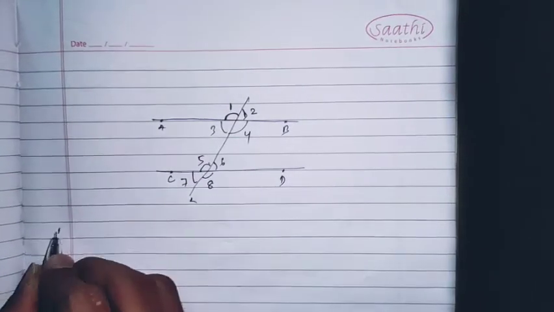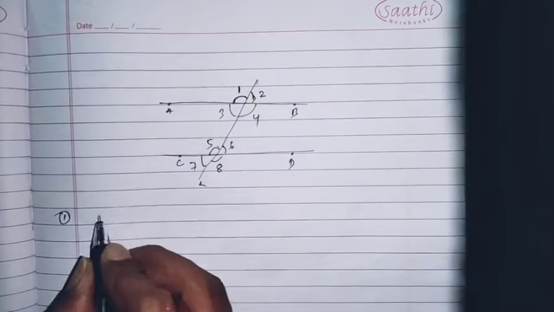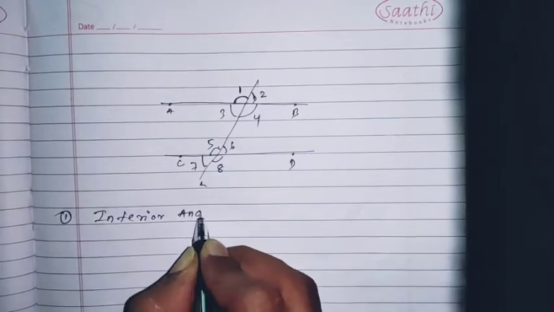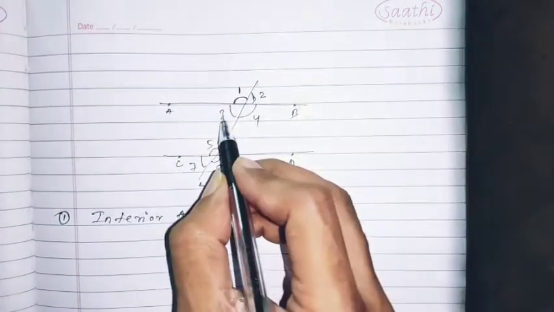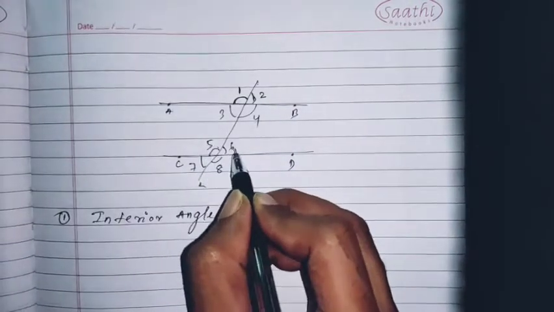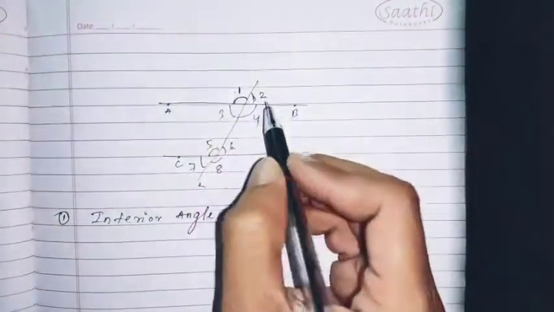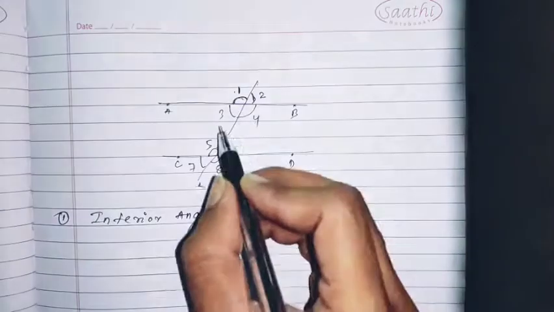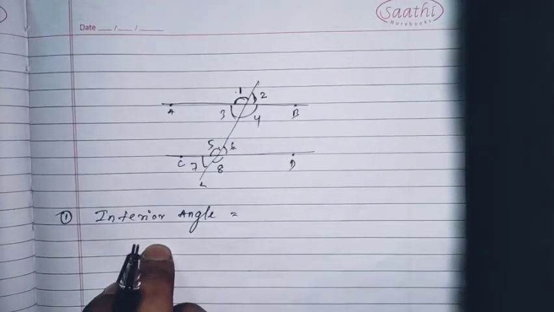So the first angle formed by a transversal line is the interior angle. Interior angle. By name you can judge that interior means inside. So what is inside these lines? Angle 3 and 4 are inside, angle 5 and angle 6 are inside, angle 7 and angle 8 are outside, angle 1 and 2 are outside. So this is outside and this is inside.